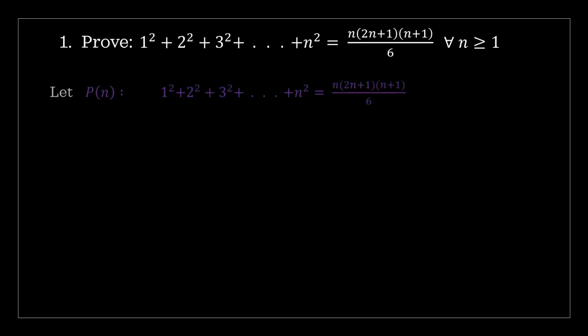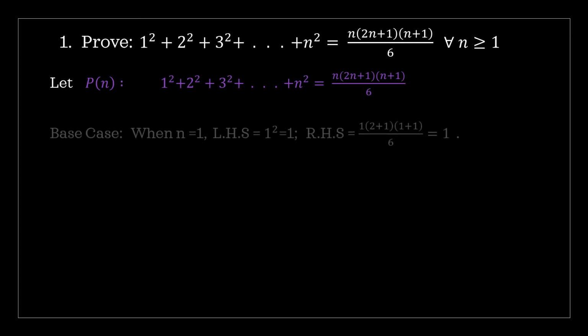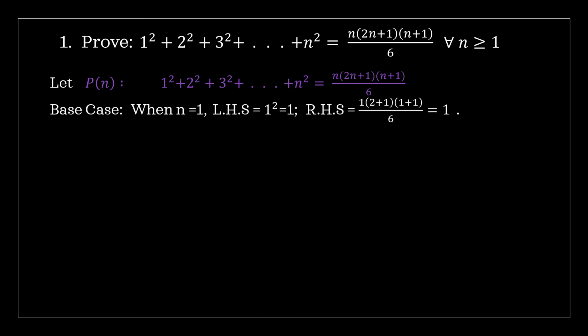So P of n is 1 squared plus 2 squared plus 3 squared, up to n squared, equals n into 2n plus 1 into n plus 1 by 6. We have to prove the base case, n equal to 1. The left hand side is 1 squared, which is 1. The right hand side is also 1, because it is 1 into 2 plus 1 into 1 plus 1 by 6, which is 3 times 2 by 6, which is 1. That is true.